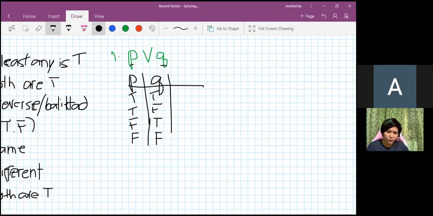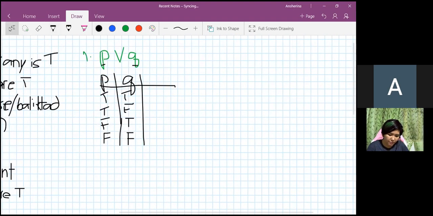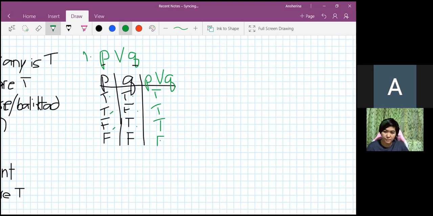Okay? And what was our rule for or again? When we say or, at least any of them should be true. Like this one, this one, and this one. Okay? So our answer here should be true, true, true, and then false. Okay? Now let's go to number 2.